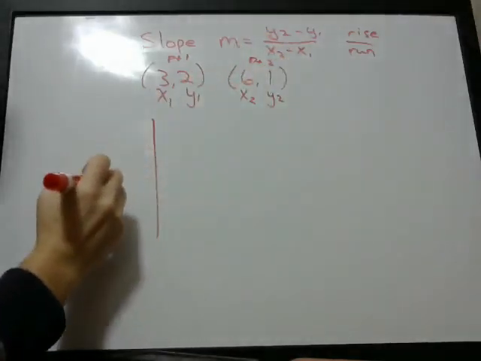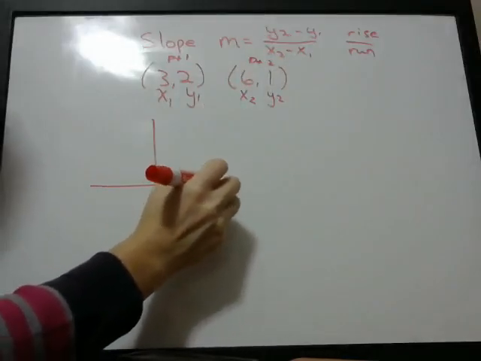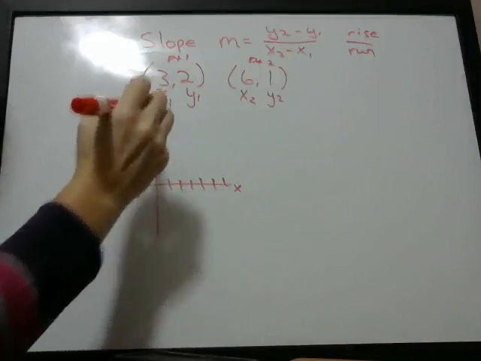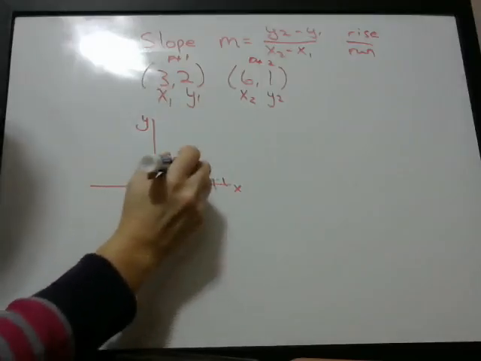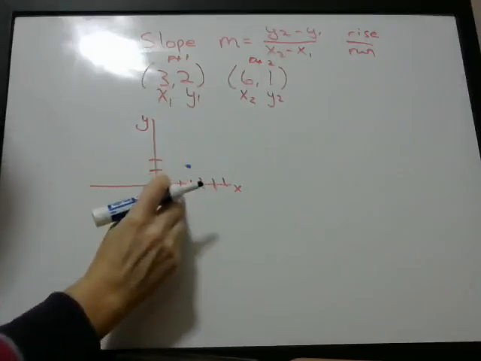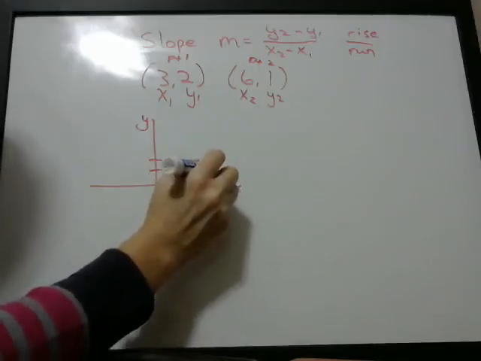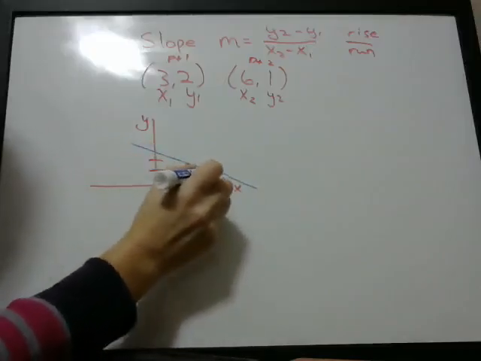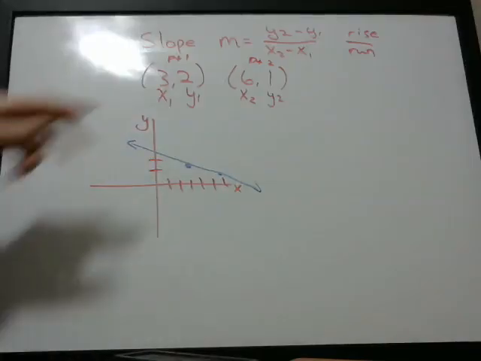Let's look at this line. 2, 3, 4, 5, 6. 1, 2. So here we have point 1 is 1, 2, 3, up 2. And then we have point 2, 1, 2, 3, 4, 5, 6, and up 1. So we have a line that looks like this. So automatically we know our answer better be negative. We're just going to plug into the formula.